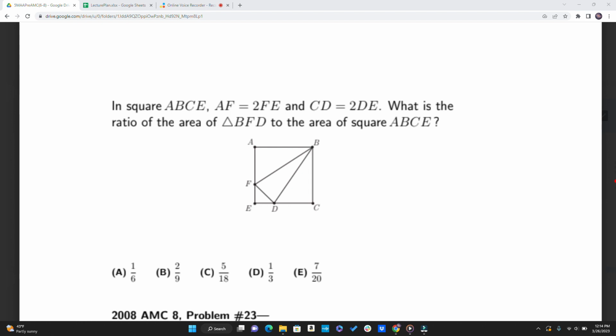Okay, we got square ABCE. AF equals 2FE. We've got this length is half of it, so that's double. And CD equals 2 times DE. So this and this doubled. We've got, what is the ratio of the area of BFD to the area of the square ABCE?